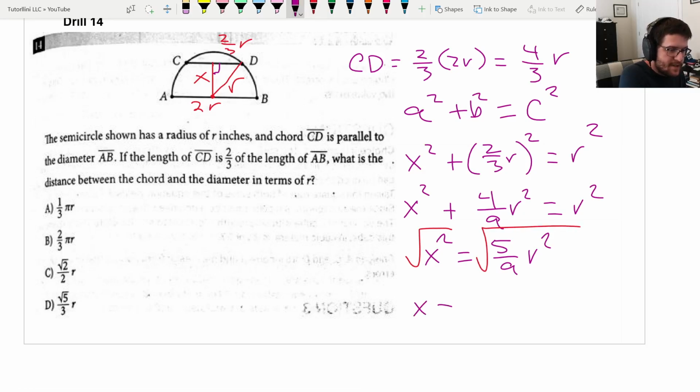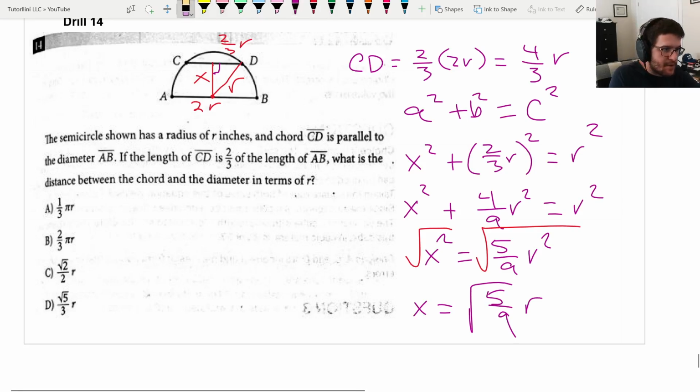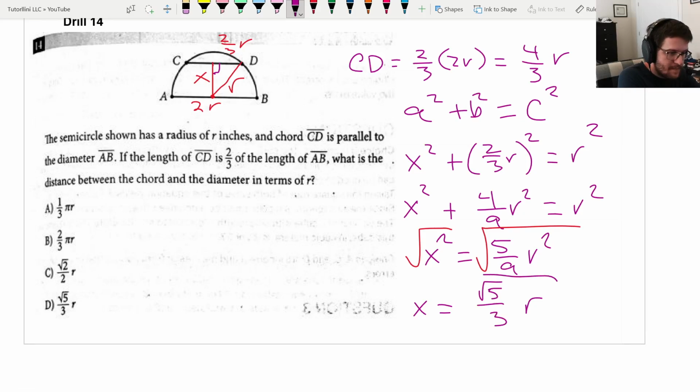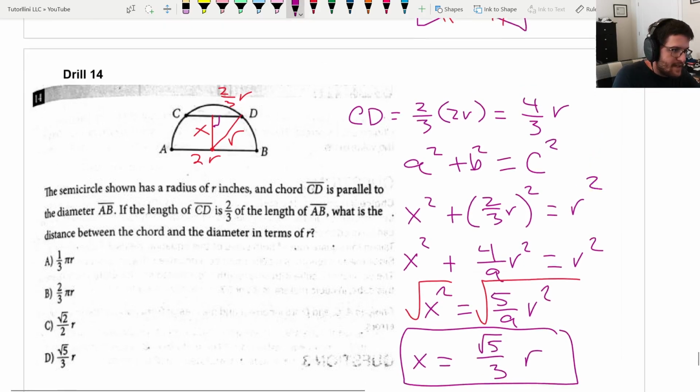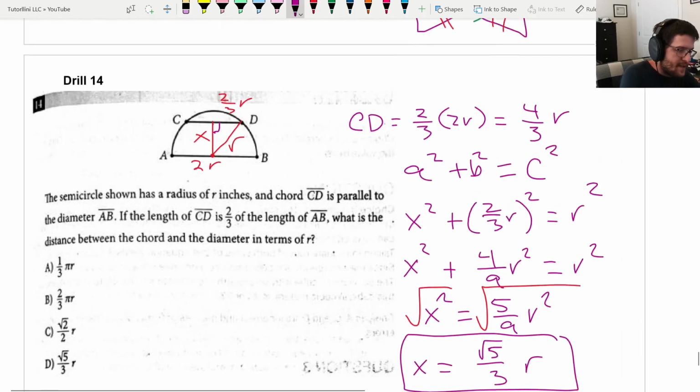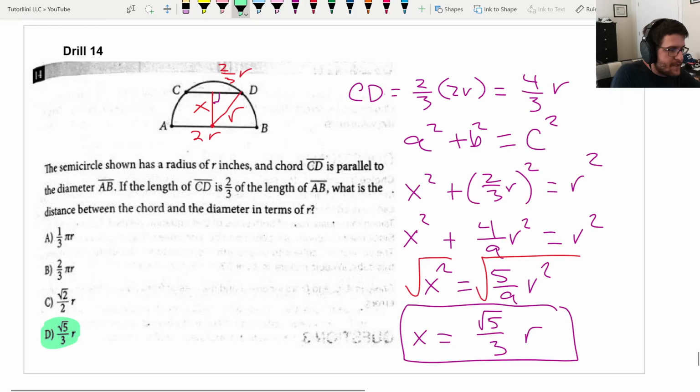and we get x equals square root of r squared is r, and then we're going to do root 5/9. But a really nice thing you can do here is 9 is a perfect square. So the square root of 9 is 3. So we can write it as root 5 over 3. And I believe that is our answer. That should be D. Let's see if that's correct. It is. All right, very good. I think that was the last question.